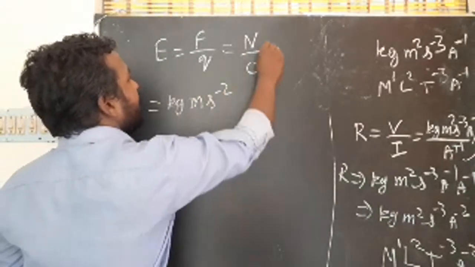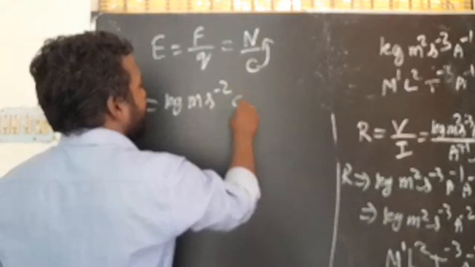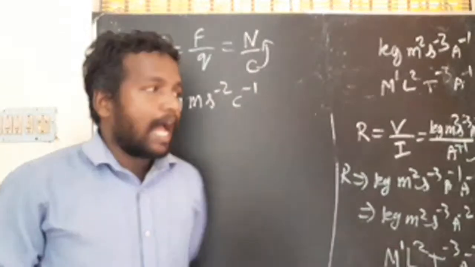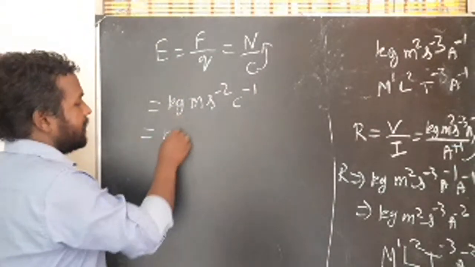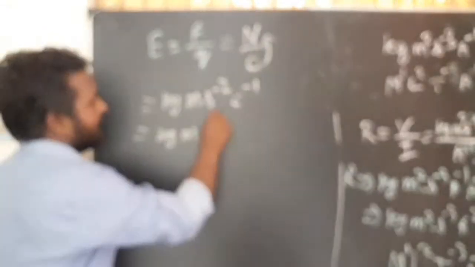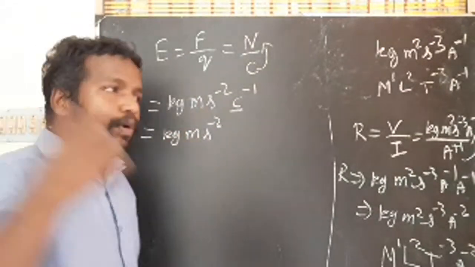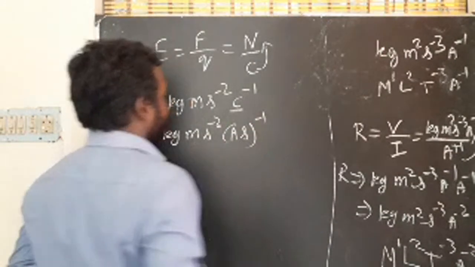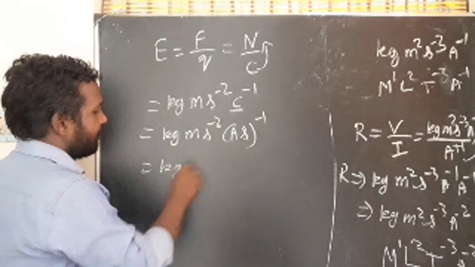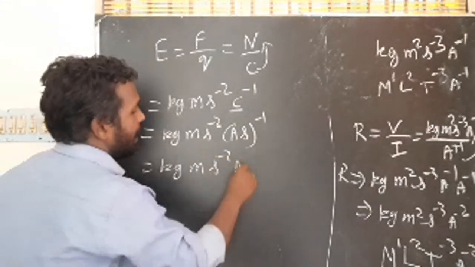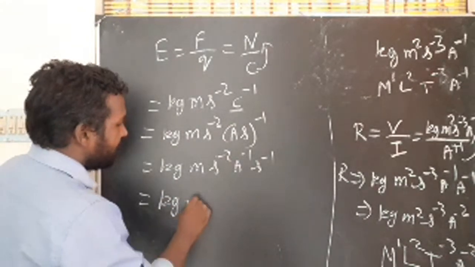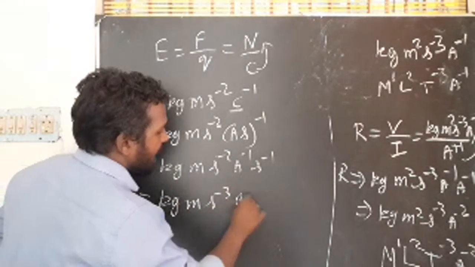Then from the denominator, coulombs we can take to the numerator, so we get coulomb inverse. Then the unit is going to be kg meter second minus 2. We don't have a dimensional formula for coulombs, but coulomb we can write as ampere into second, inverse of this. So kg meter second minus 2 ampere inverse second inverse. Finally we'll get kg meter second minus 3 ampere inverse.